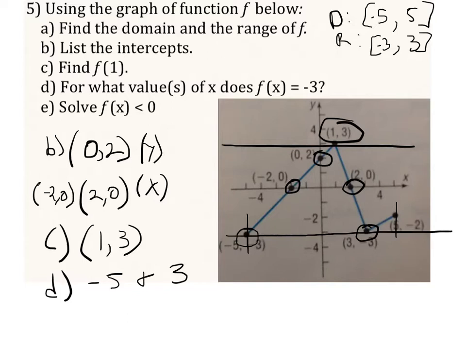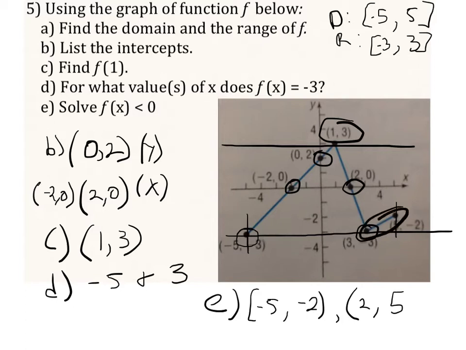And then E is the range or set of numbers where f of x is less than 0. That's going to be the y value. So this is actually going to have two ranges. We're going to go from negative 5 to negative 2, but not include negative 2 because negative 2 is 0, not less than 0. And then we're going to also start at 2 and go all the way to 5, because all those are also less than 0 as well. And we're going to include those.